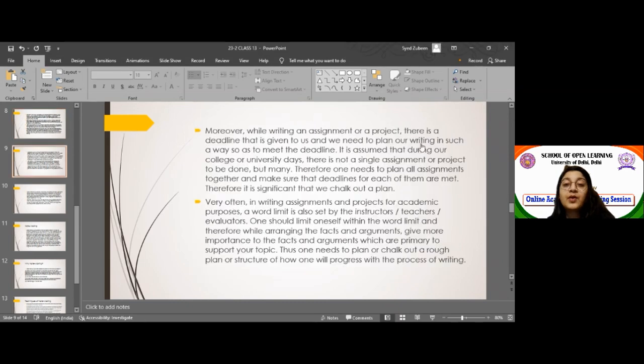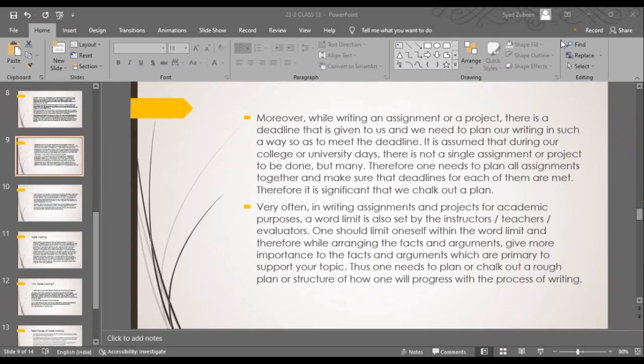Moreover, while writing an assignment or a project, there is a deadline that is given to us, and we need to plan our writing in such a way as to meet the deadline. It is assumed that during our college or university days, there's not a single assignment or project to be done, but many. Therefore, one needs to plan all assignments together and make sure that the deadlines for each of them are met. Therefore, it is significant that we chalk out a plan, right?